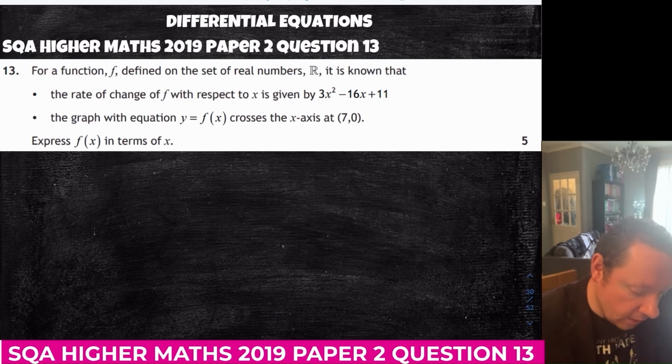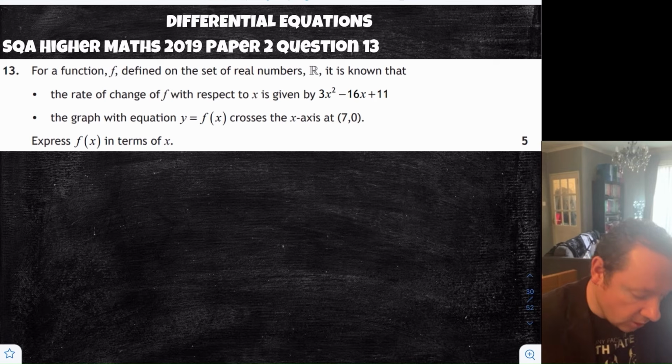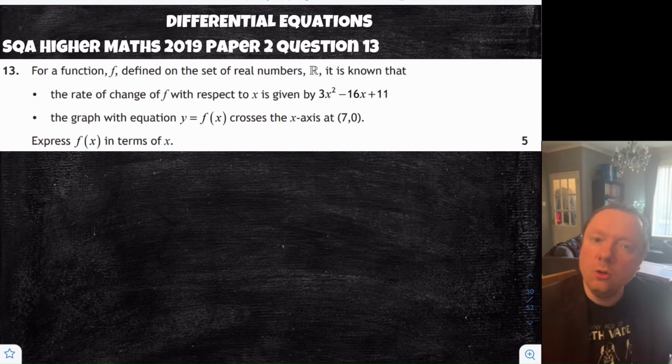SQA Higher Maths 2019, Paper 2, Question 13. A function is defined on a set of real numbers. It is shown that the rate of change of f with respect to x is given by this equation. The graph of y equals f of x crosses the x-axis at 7, 0. Express f of x in terms of x. This question, I suppose, is asking you: do you know what rate of change is?